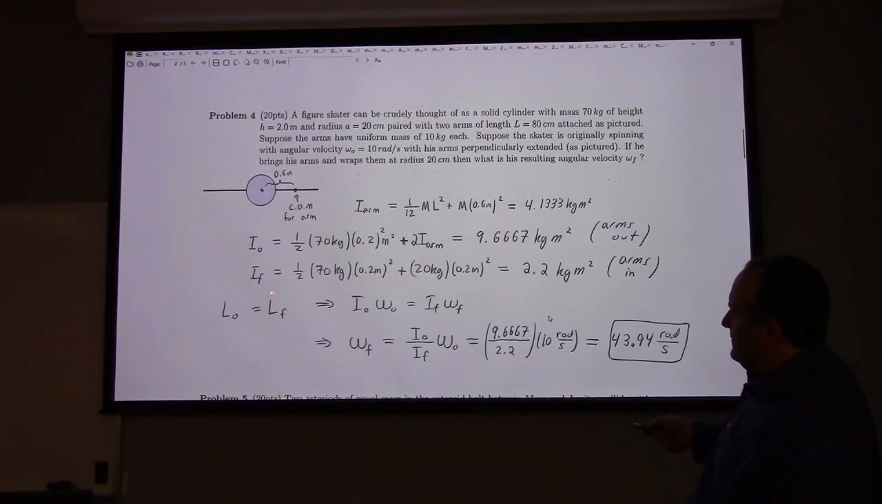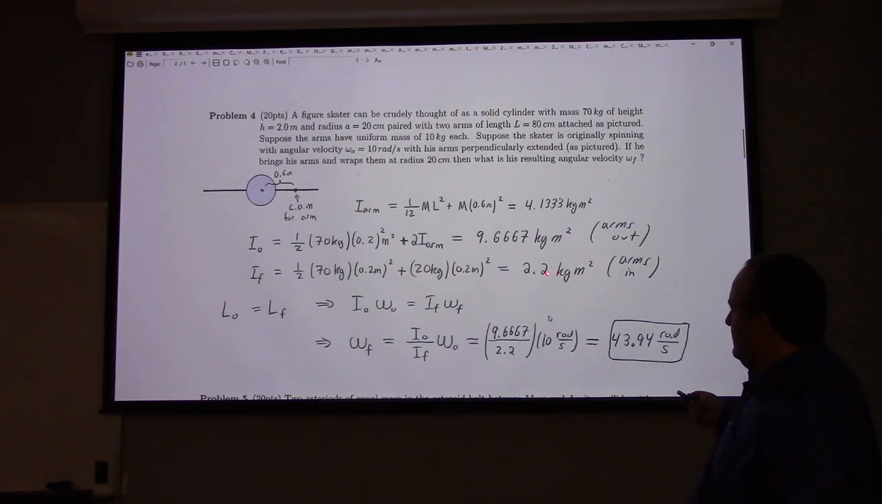In contrast, the final moment of inertia, all of the arms are at 0.2 meters, right? So I just have the 20 kilograms times 0.2 meters squared. That's the moment of inertia for the arms, which is smaller, right? Because the arms are closer to the axis of rotation.